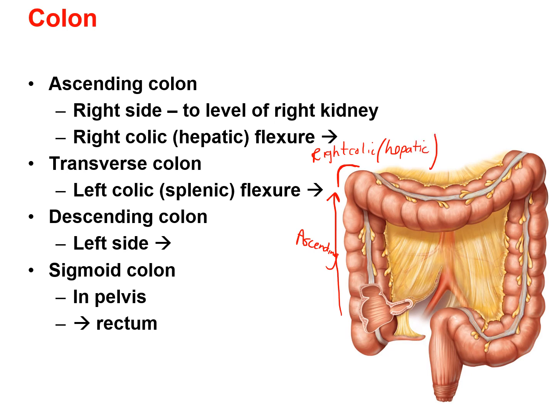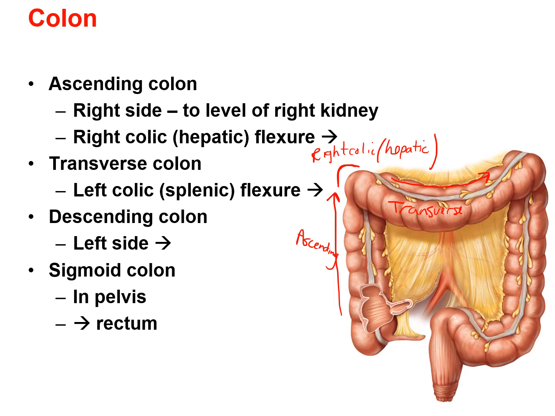So hepatic flexure because you would have your liver located on the right side of the body. Right colic flexure because it is the flexure of the colon on the right side of the body. After you have the right colic or hepatic flexure, you are then going to transition into your transverse colon that is going to run across the abdominal cavity, this horizontal portion here.